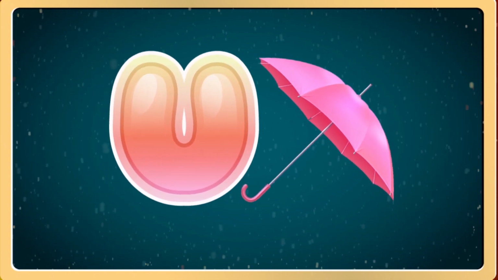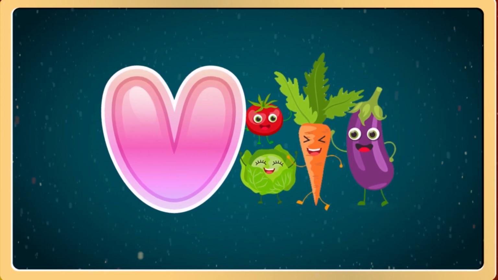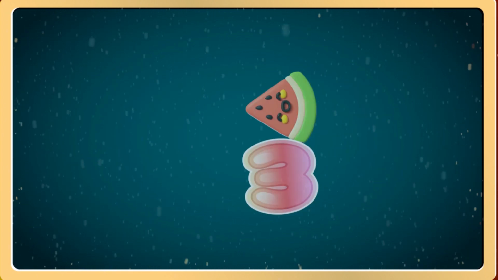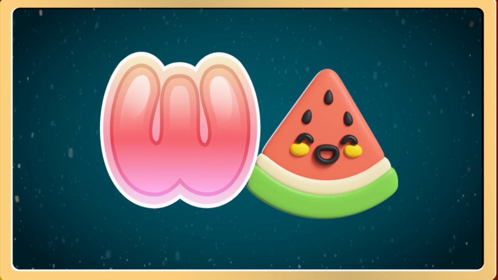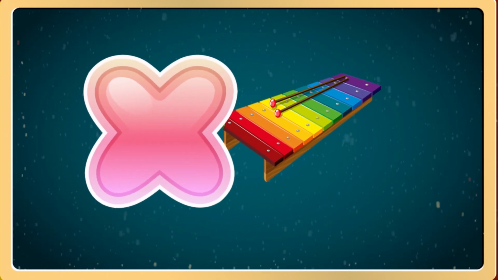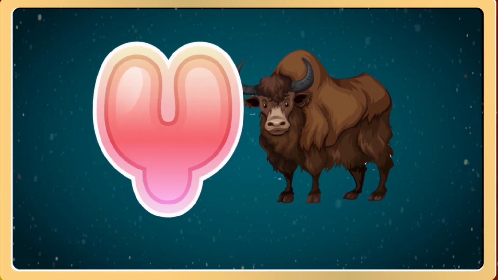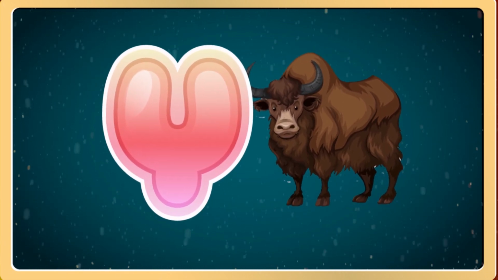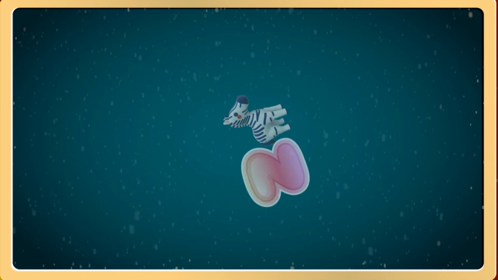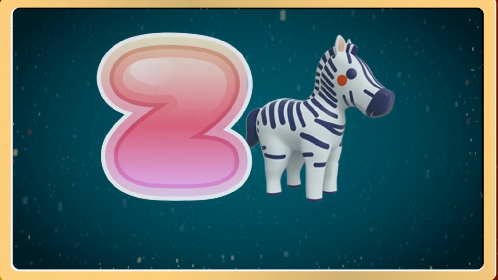U for umbrella. V for vegetable. W for watermelon. X for xylophone. Y for yak. Z for zebra.